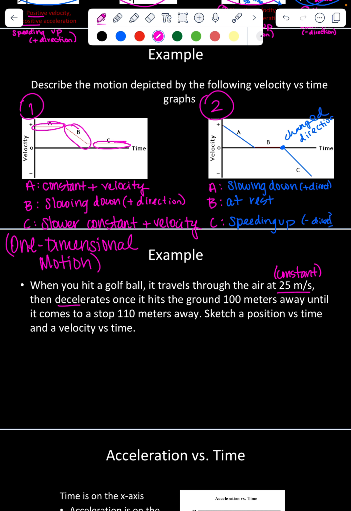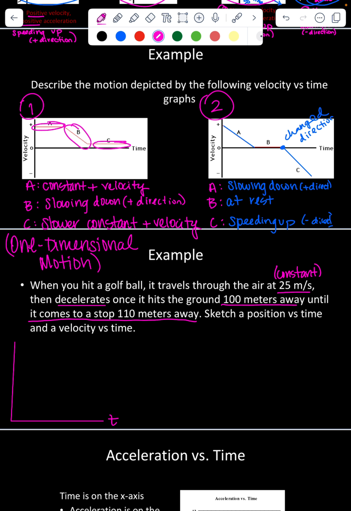All right, then it's going to decelerate once it hits the ground 100 meters away until it comes to a stop at 110 meters away. All right, so if I want you to create this position versus time graph, the first thing that you need to realize is that you are going to have 3 different segments of motion.